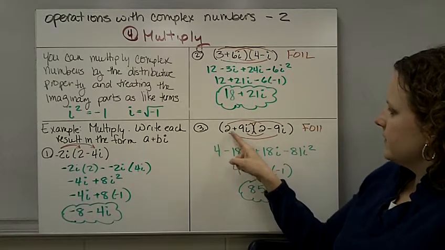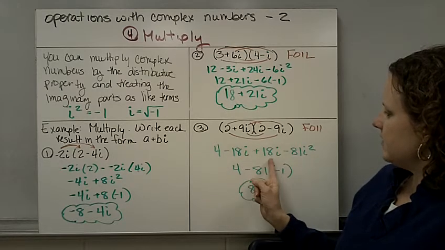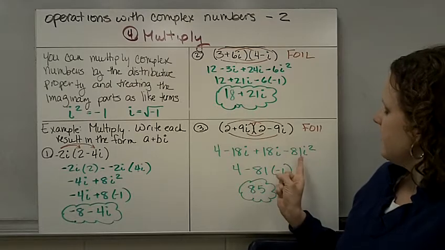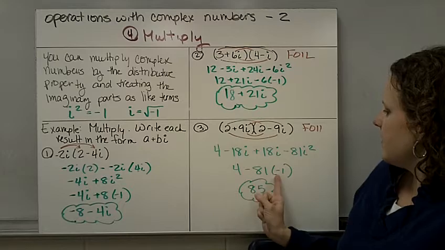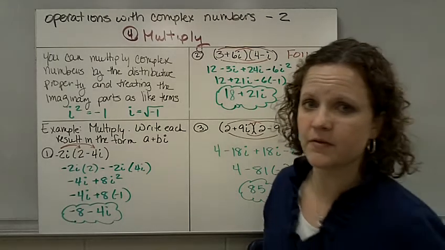One more foiling. First, outer, inner, last. -18, +18. Collect those like terms and they go away. They cancel each other out. -81i squared. i squared is -1, +81 plus 4 is 85. We get a real number for that one.